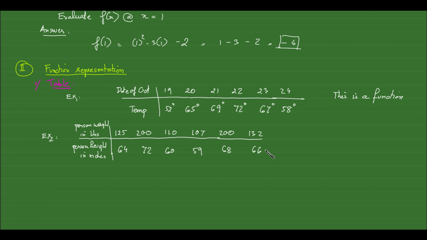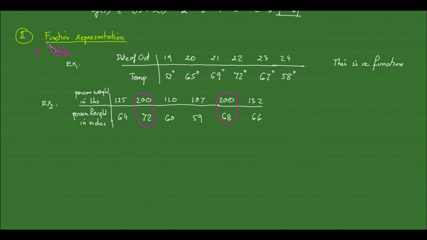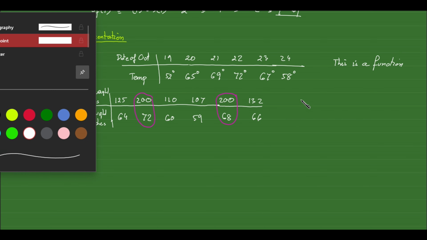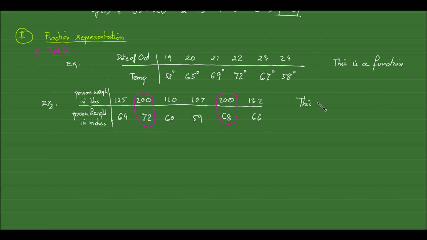So let's see. If you guys notice, you will see that right over here 200 is the input, right? It assigns 72 and it assigns 68. So you saw one input give you two different outputs. So this relation cannot be a function. So this is not a function.